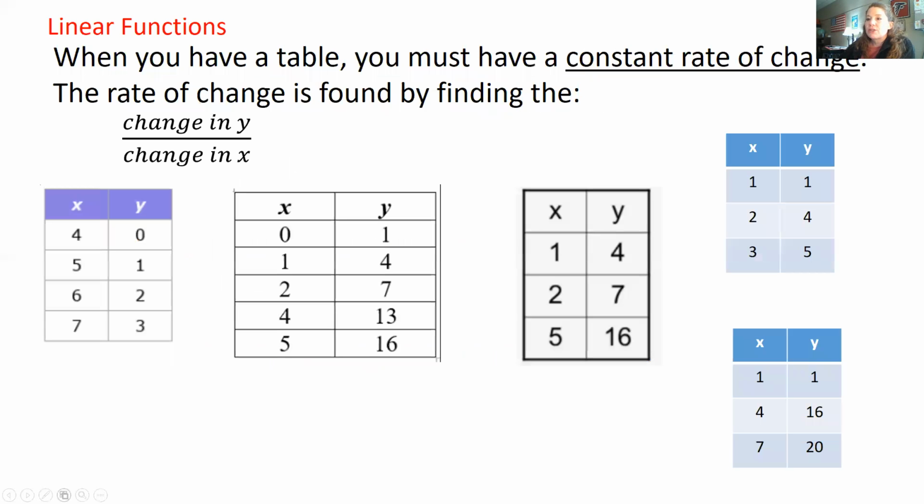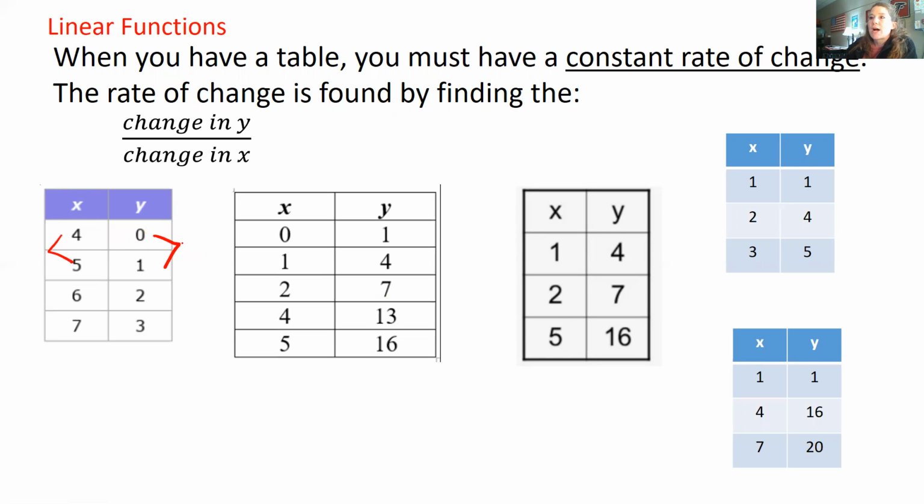All right, now we've looked at graphs, we've looked at equations, and now we're going to look at tables. So there's a way to see if a table shows a linear function. The way to figure it out is if you have a constant rate of change. So the way you find the rate of change is you think, okay, what is the change in y over the change in x?